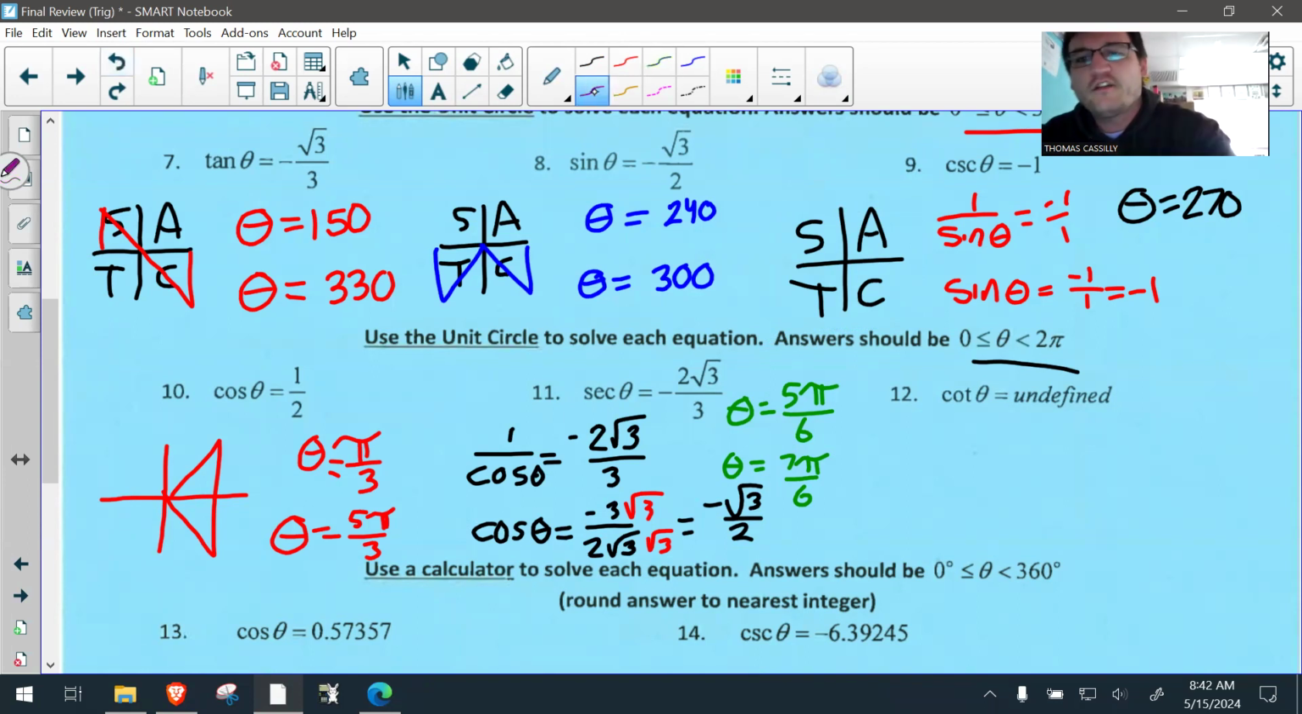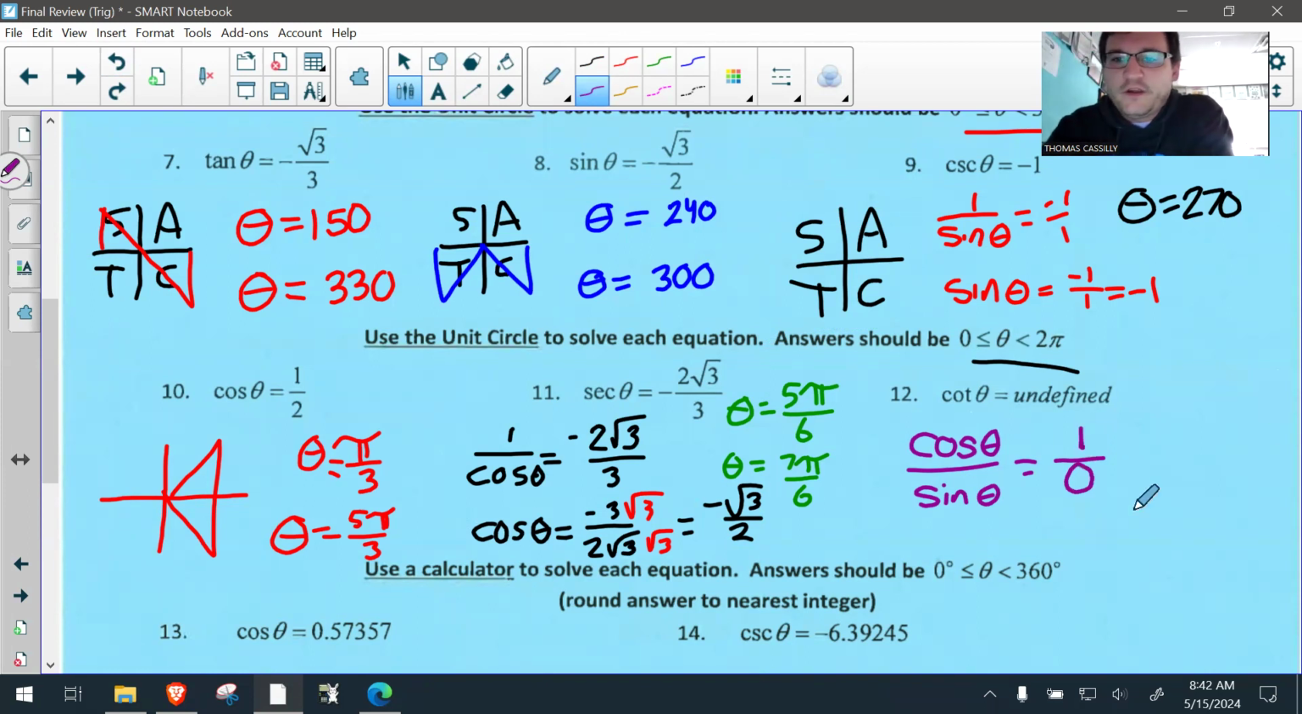All right. Now this next one, cotangent is undefined. The cotangent can be simplified as the cosine of theta over the sine of theta. All right, that is one of our ratio identities. In order for something to be undefined, we need to have a 0 in the denominator. So we need to figure out where sine is equal to 0 on the unit circle.